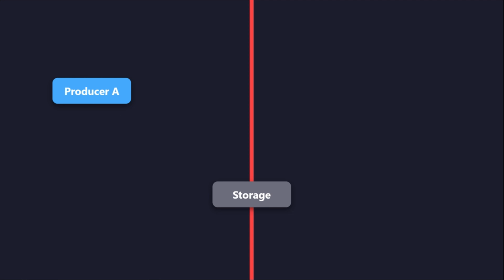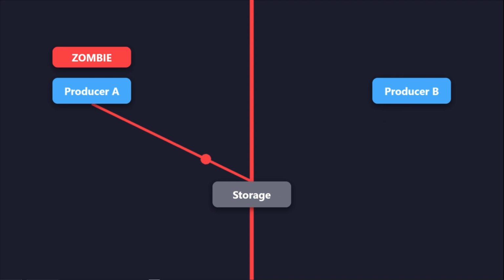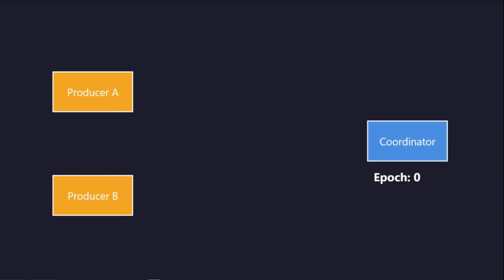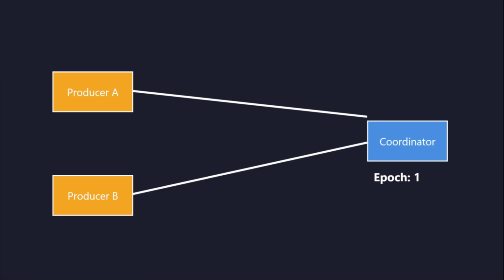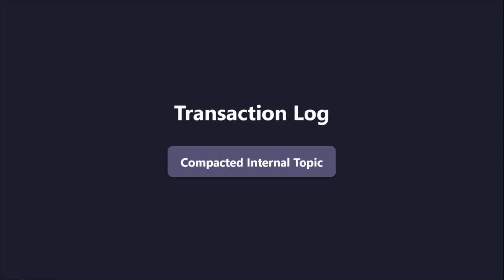handling the zombie producer. This happens when a producer instance is partitioned from the network, a new instance starts, and then the original instance suddenly reappears and tries to write data. Kafka solves this using a producer epoch. Every time a producer initializes with a transactional identifier, the coordinator increments its epoch. Any requests from an older epoch are immediately rejected with a fencing error, preventing data corruption by stale processes.